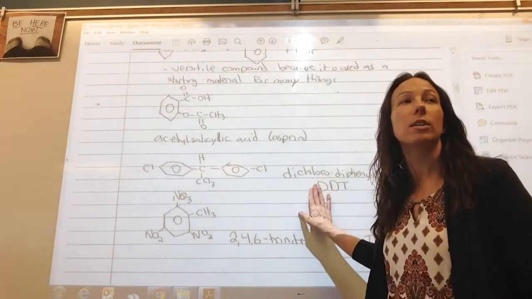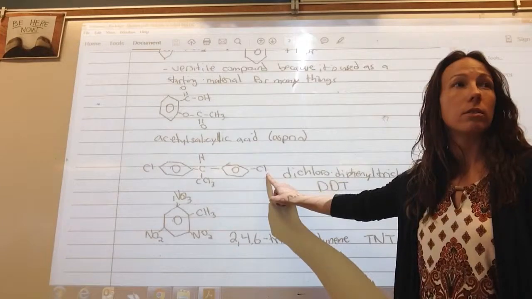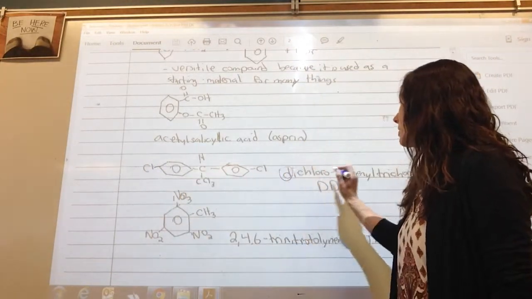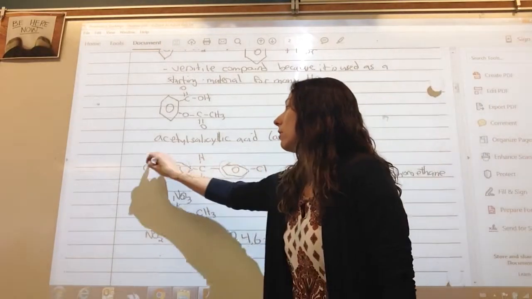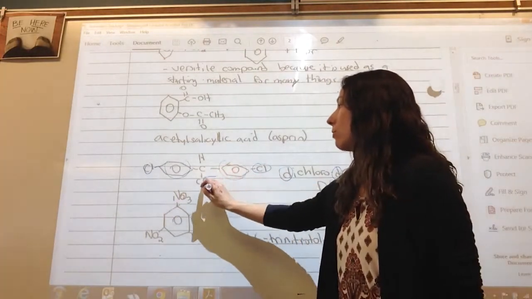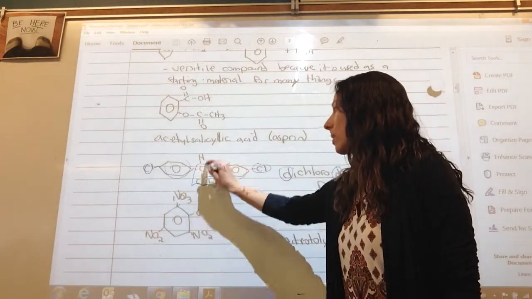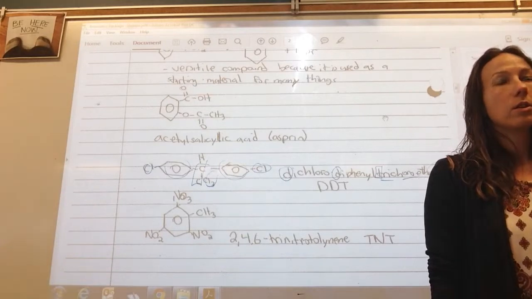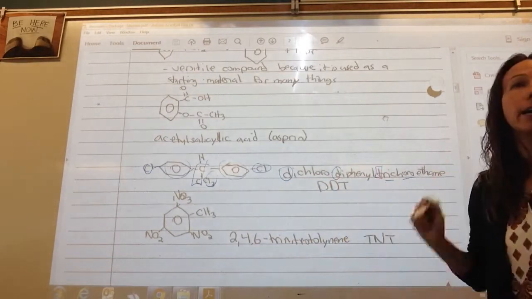Okay, but why is it called DDT? This is dichloro. Can you see the two chloros here? Dichloro. Diphenyl. Can you see the two phenyls? Phenyl, phenyl, chloro, chloro. Trichloro. Here are those trichloros. Ethane. So here's my chain, and those are all the branches. So di, di, tri: DDT.